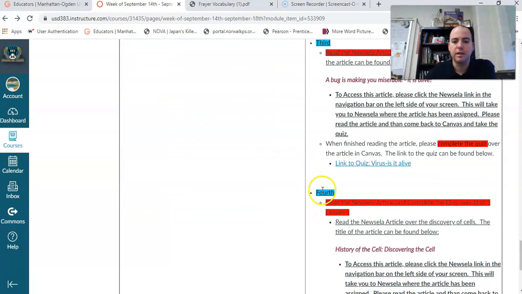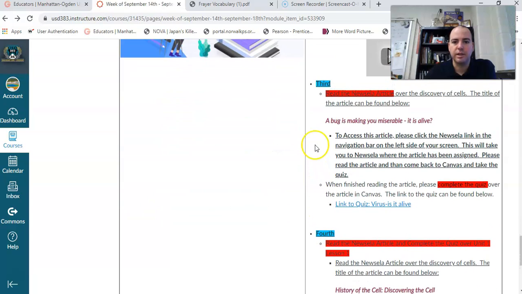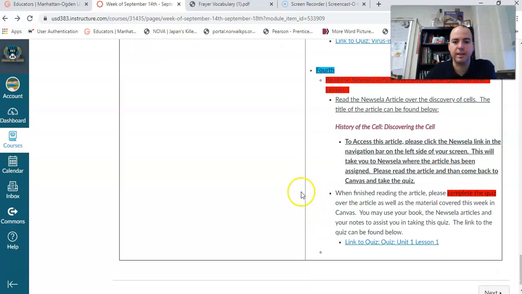The third thing you've got this week is a Newsela article. You're going to read a Newsela article about a bug that is making you miserable. Is it alive? Kind of a fun little article. There's a link to the quiz. The quiz is in Canvas, so you can take that quiz. And then finally, there's going to be a quiz over just the material this week. So you're going to read one more Newsela article, and you're going to complete this quiz on Canvas.